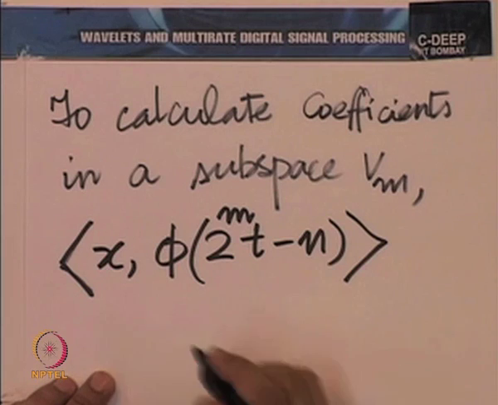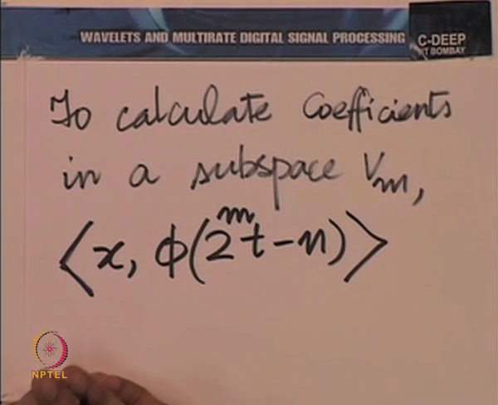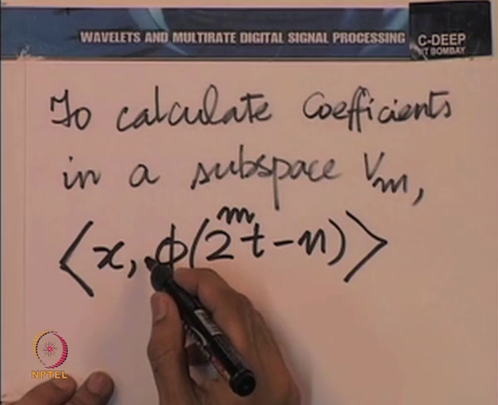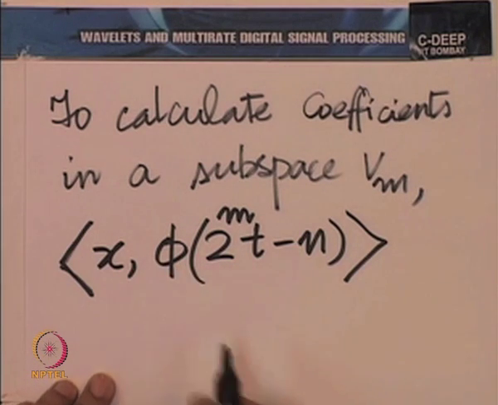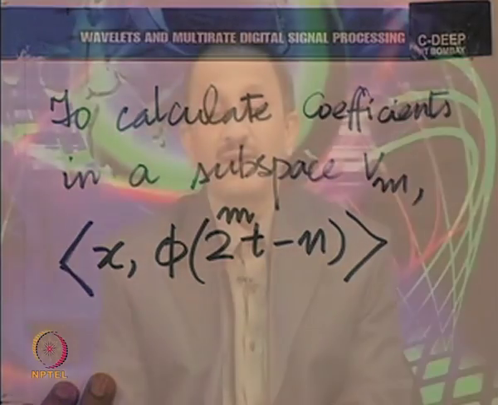Remember, there is of course a normalization here. So, if you want to work with an orthonormal basis, then it should not quite be phi of 2 raised to the power of m t minus n. One must normalize it to make it unit norm.